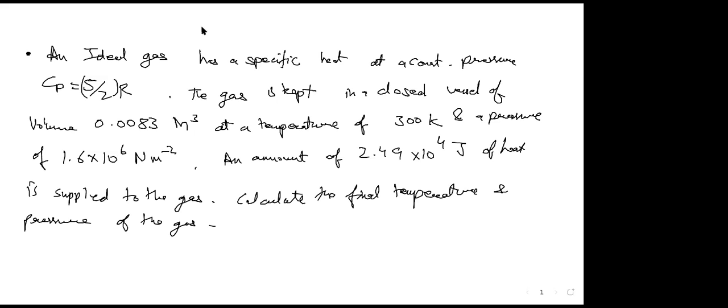Okay, so let's figure out what all is given here. Your CP or CV, yes, CP is given to be 5 by 2 R. Lovely. What else is given? Your volume is given to be 0.083 meter cube. इसको actually new page पे करते हैं. How do I clear all? Yes. Let's start doing this.